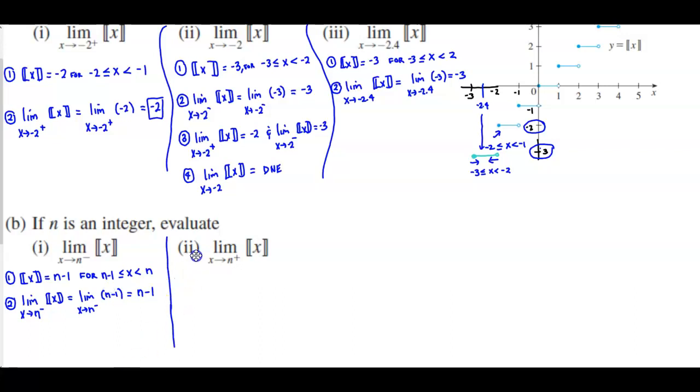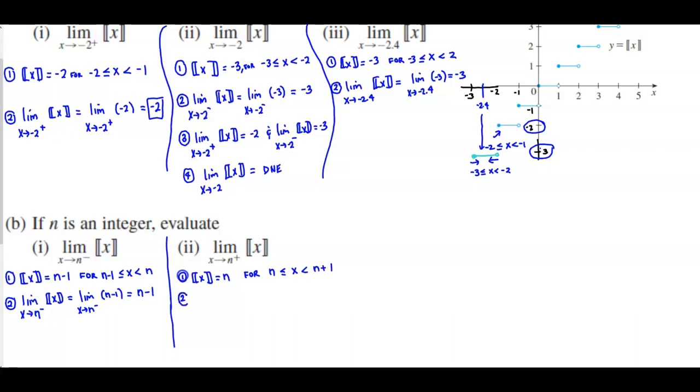Okay, so for part 2, we want to find the limit as x is approaching n from the right of the integer function. So when it was from the right, we said that this value was n, and therefore this was n plus 1. So what that meant was the greatest integer function when we are approaching n from the right was equal to n for when x is greater than or equal to n, which is less than n plus 1.